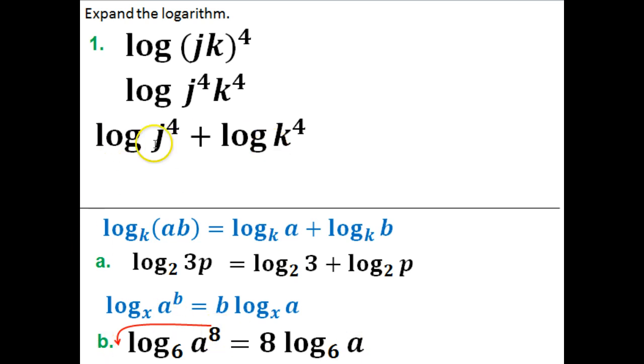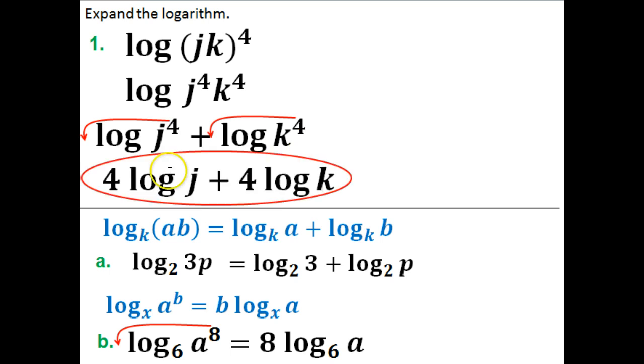Well, now that we already kind of have this expanded a little bit further, we can move this out in front now. So I take this 4 here and I move that out in front. I also have an exponent here which is also a 4, so I move that out in front. And then I just rewrite them. So it should be 4 log base 10 of j plus 4 log base 10 of k. And this is in expanded form. This is the furthest that we can expand this one at this time.